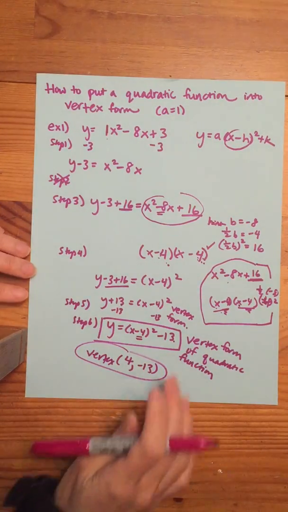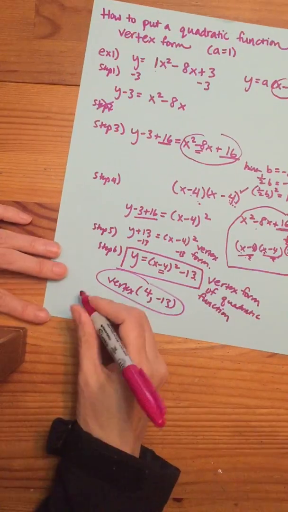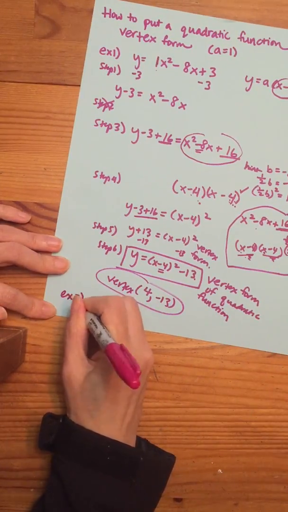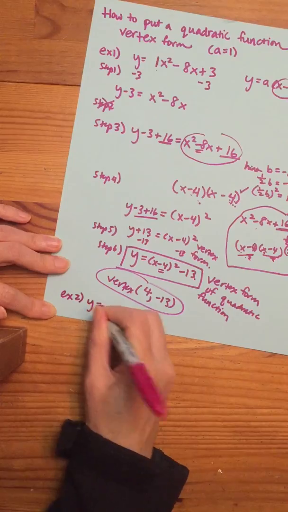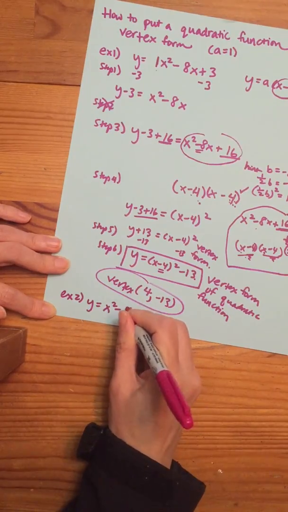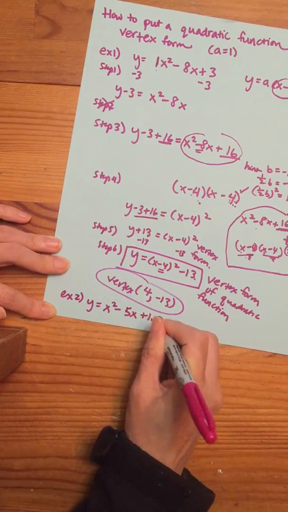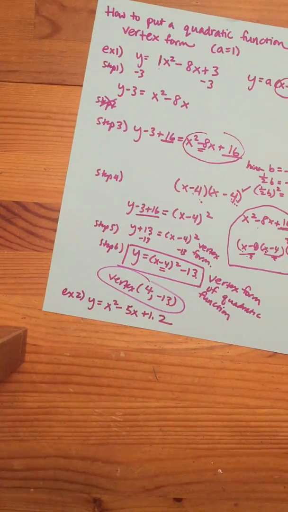Now, why don't you go ahead and try putting the following into vertex form? So why don't you try example 2, which is y equals x squared minus 5x plus 1.2 on your own. And then watch the next video to make sure you've done it correct.